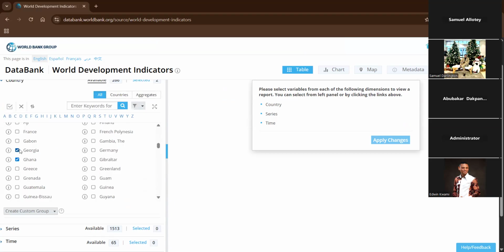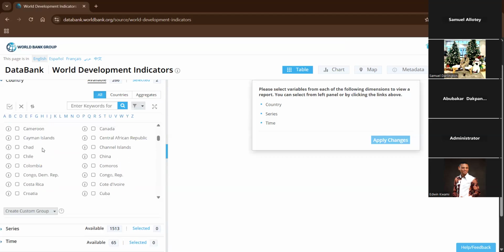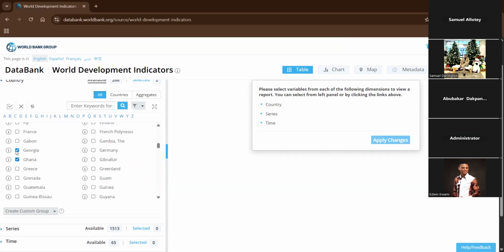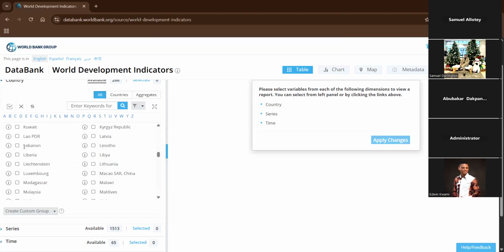You can select multiple countries, or if you are downloading time series data for just one country, you can select one country. If you are downloading panel data, as we did last week, you can select two, three, or all the countries. You can download for all African countries, Sub-Saharan Africa, Asia, Europe, North America. So you can do that.